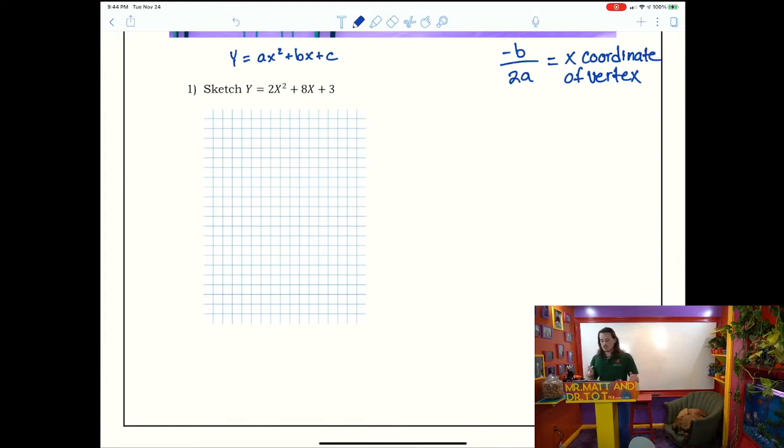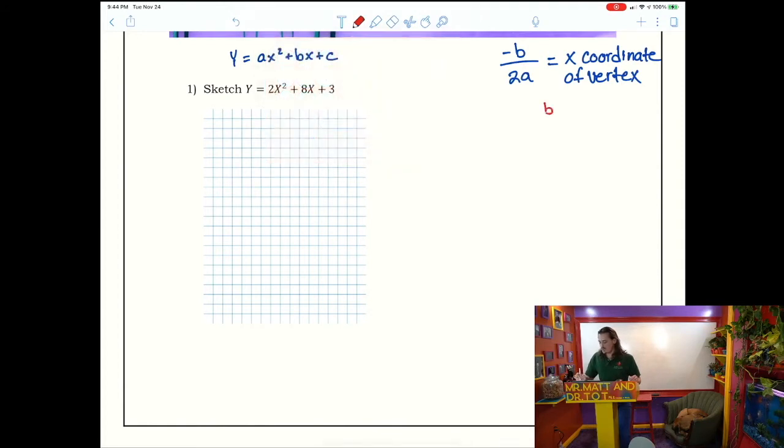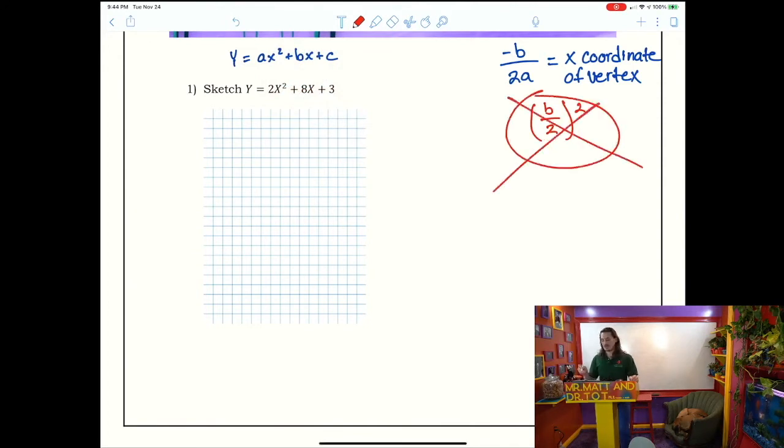I want to warn you though, there is a really similar expression for completing the square. That's b over 2 quantity squared. That is not what we're talking about, so don't get confused here. They look very similar. We want negative b over 2a, not b over 2 quantity squared. So I just wanted to point that out.